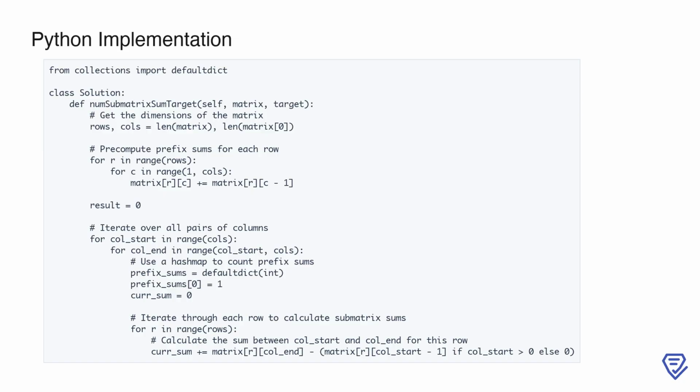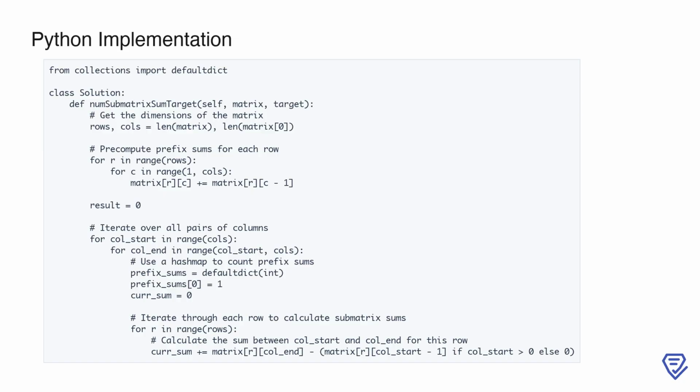This is done by iterating over each row and updating each column to include the sum of all previous columns in that row. This transformation allows us to quickly calculate the sum of any subarray within a row. After initializing a variable result to store the count of submatrices meeting the target sum, we proceed to iterate over all possible pairs of columns, which will define the vertical boundaries of the submatrices we are considering.